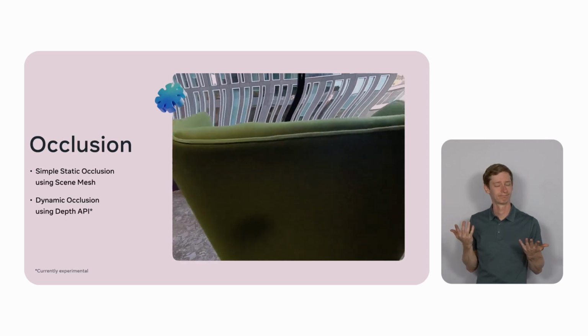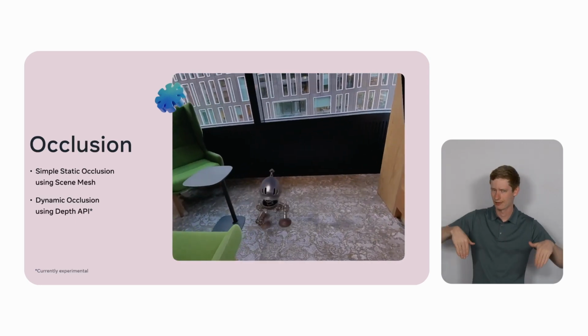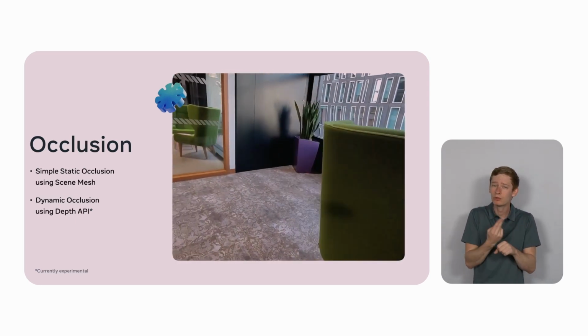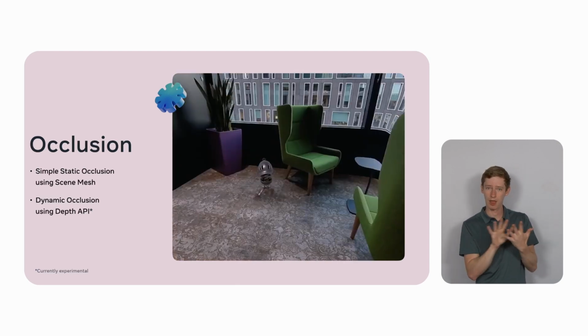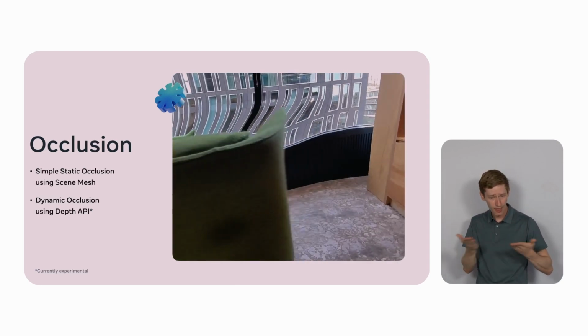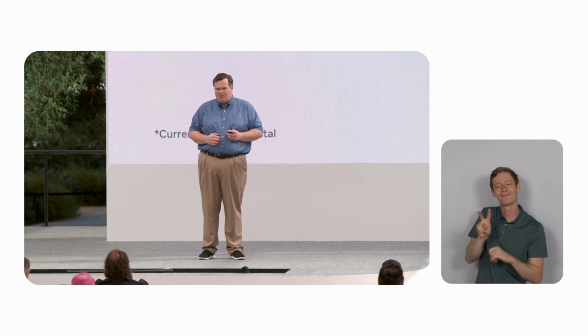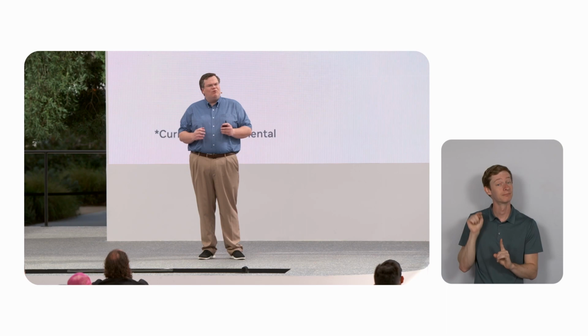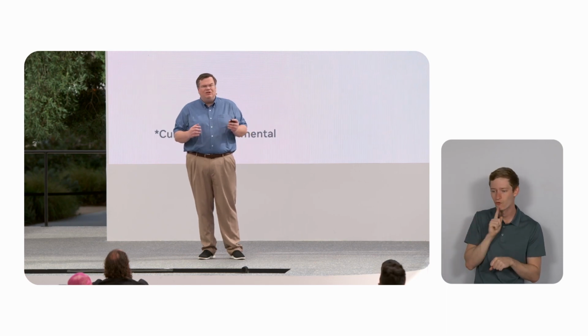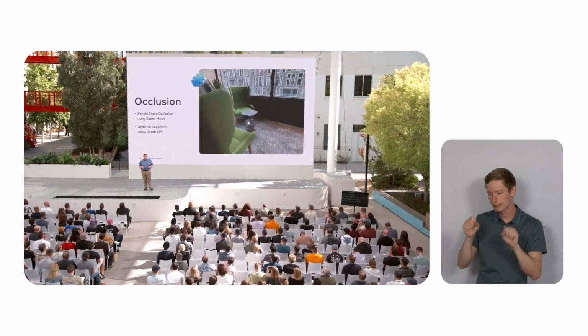Now, this one isn't quite done yet. While you could use the scene mesh for static occlusion, it's not recommended. You'll need the depth API to do dynamic occlusion, and it's only available as an experimental API in v57. Depth API gives you access to a real-time depth map, allowing you to occlude objects based on that dynamic information.